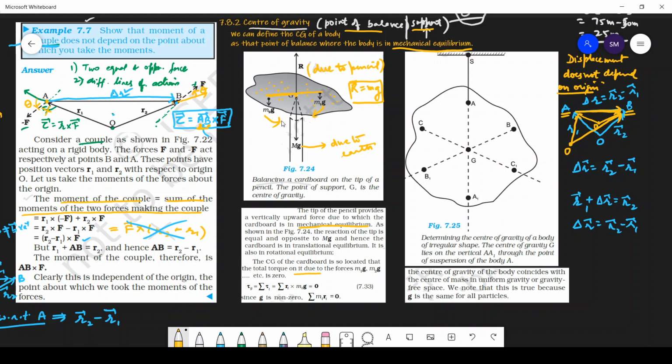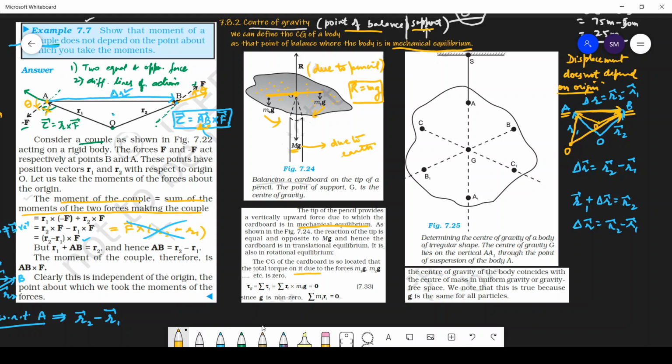So the movement of both the forces will cancel out each other. Figure 7.20a. Similarly they will be cancelled out. So no rotational motion. Why is there no translational motion? There is no translational motion because I'm holding it at the point of balance, and R is equal to mg. Mg is the weight of the whole cardboard.